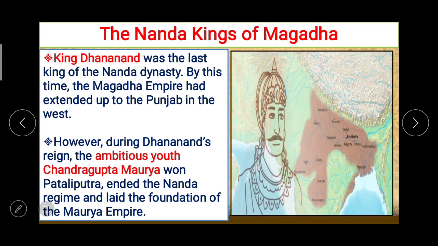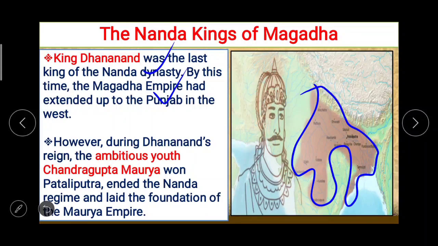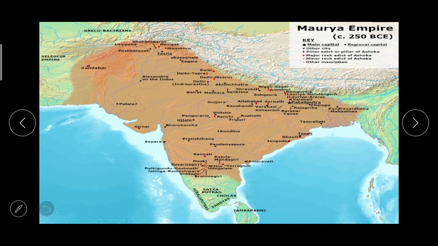King Dhananand was the last king of the Nanda dynasty, and by this time the Magadha Empire had extended up to the Punjab in the west, here in the map. However, during Dhananand's reign, the ambitious youth Chandragupta Maurya took over Patliputra, ended the Nanda realm and laid the foundation of the Maurya Empire. We have to talk about Chandragupta Maurya in detail. Here you can see the Maurya Empire.